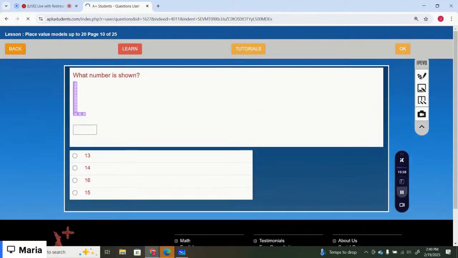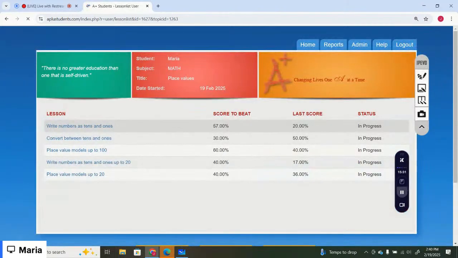Okay, you can complete the lesson by yourself later today. So we were working on grade 1 math. The chapter we were working on is place values. The lessons we have covered today are write numbers as tens and ones, count between tens and ones, place value models up to 100, write numbers as tens and ones up to 20, place value models up to 20.